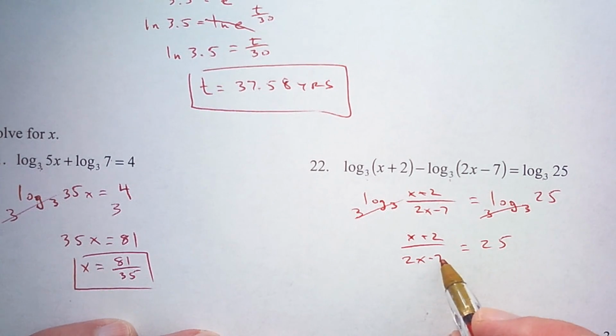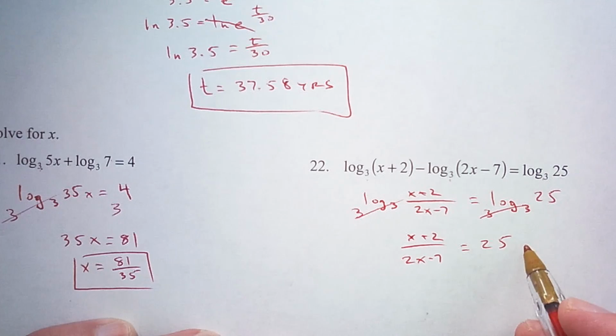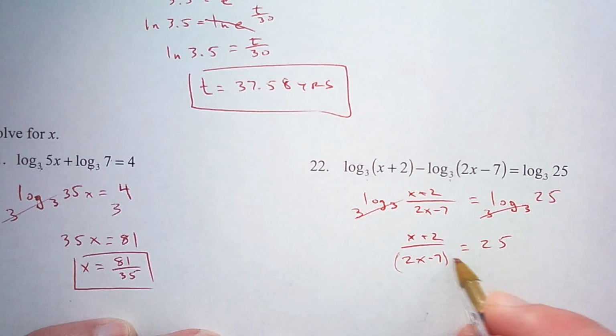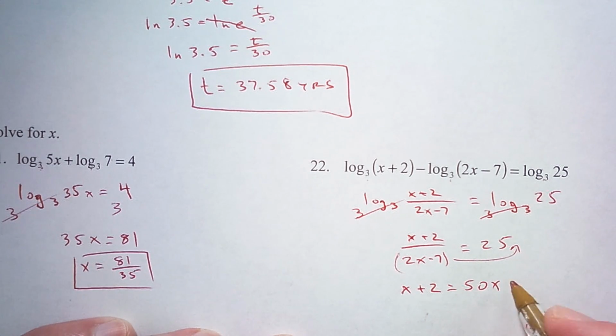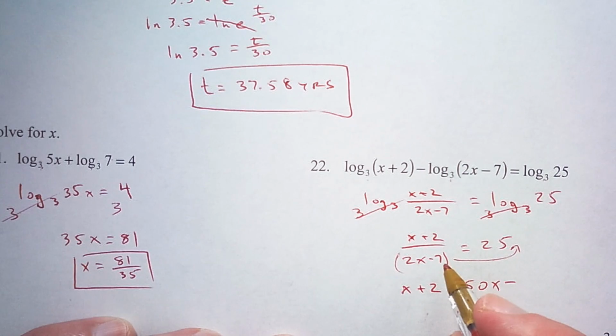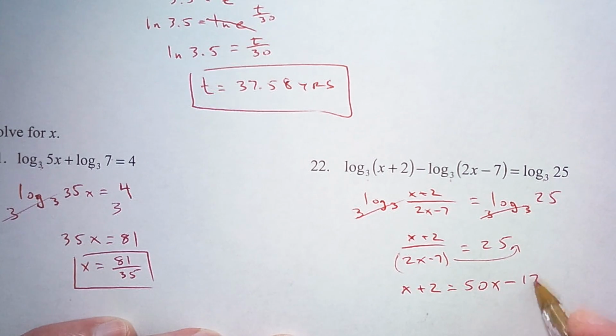Now let's multiply this 2x minus 7 over to the other side. So I'm going to multiply this right over here, and I'm going to distribute. So I have x plus 2 equals 25 times 2x, that's 50x, minus 25 times 7, which is minus 175.